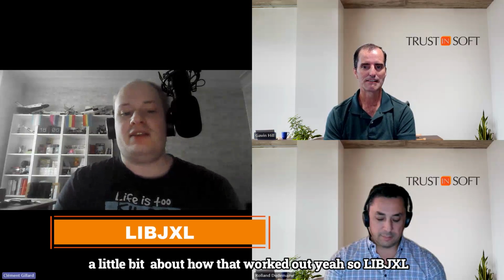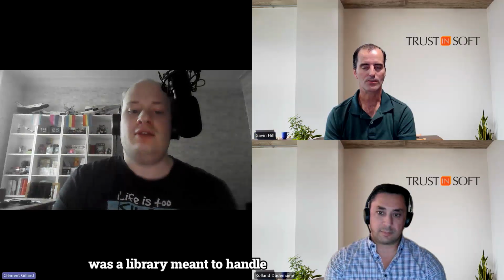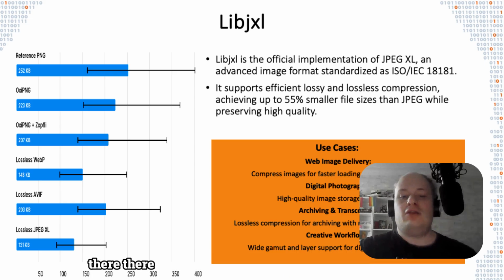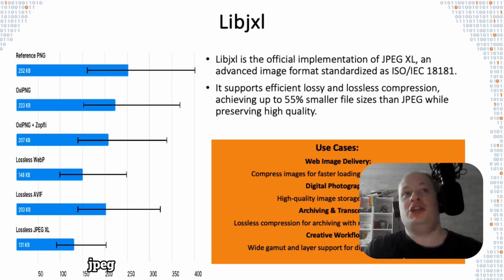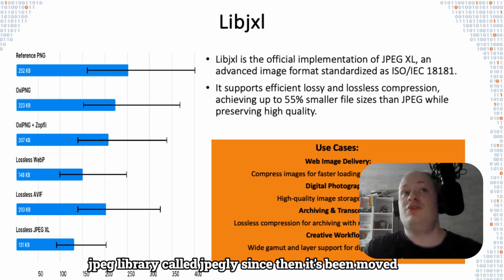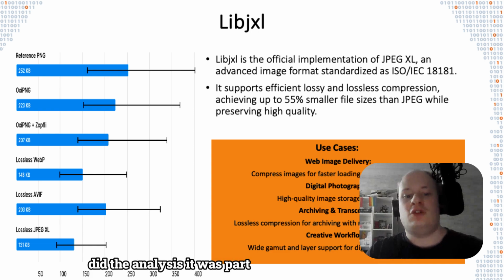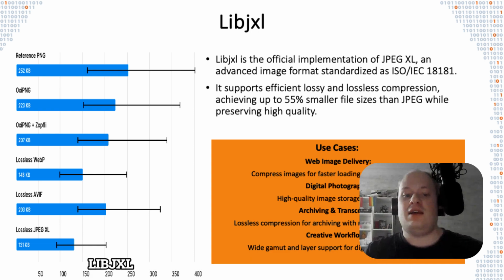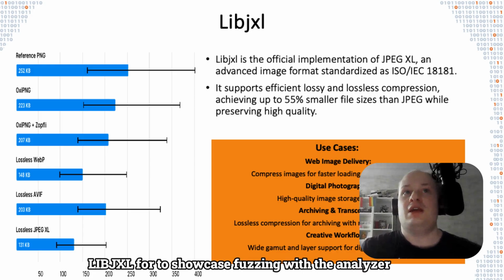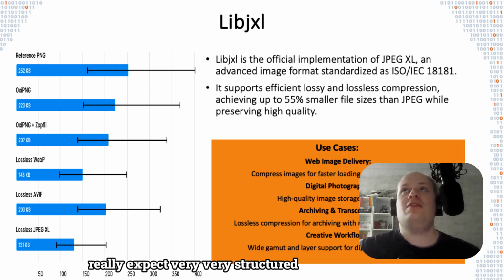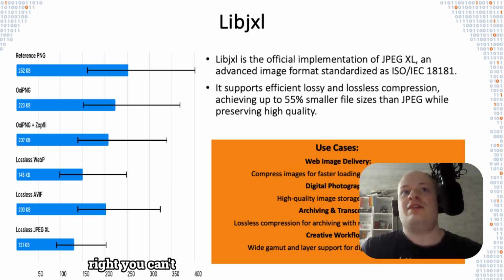Yeah, so libjxl was a library meant to handle a kind of new format for large JPEG images. And also in there was a new implementation of a regular JPEG library called JPEGly. Since then, it's been moved into a Google repository. But when we did the analysis, it was part of the scope. And we chose libjxl to showcase fuzzing with the analyzer, because libjxl is one of those libraries where you really expect very, very structured data as input, right? You can't truly give off ranges. We get into issues with precision with the analyzer and so on.